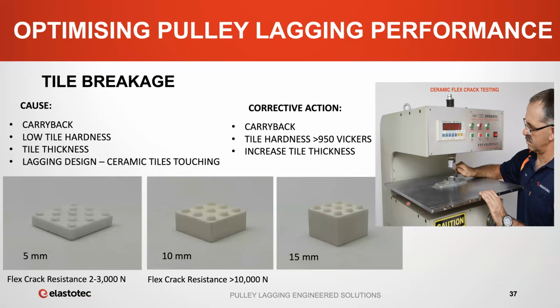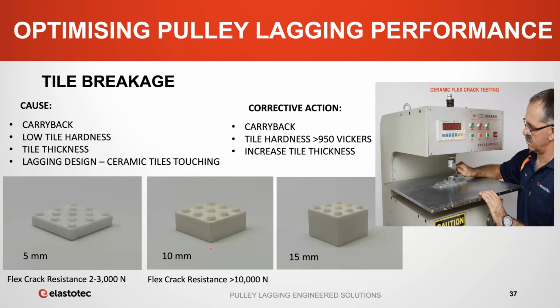If you look at this photo here, this is the flex crack tester. The way it works is the tile is loaded in a jig so that the tile is supported on 2 edges, and then a plunger comes down and applies a load to the center of the tile until the tile actually breaks. Now, for a 5 mil ceramic tile, that's the common tiles that are used in drive lagging, a 950 Vickers hardness tile typically will break between 2,000 and 3,000 newtons.